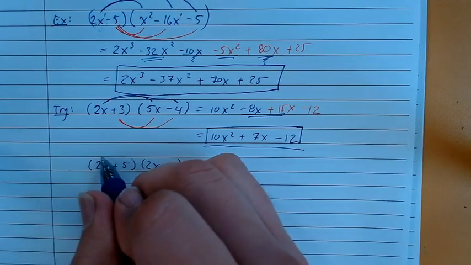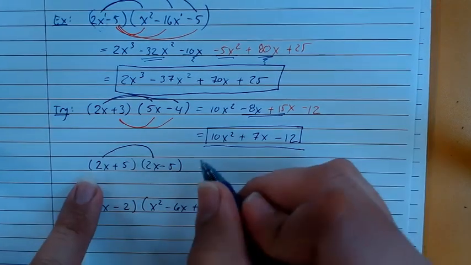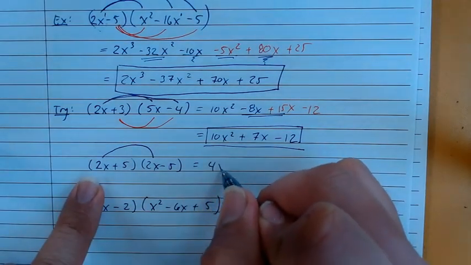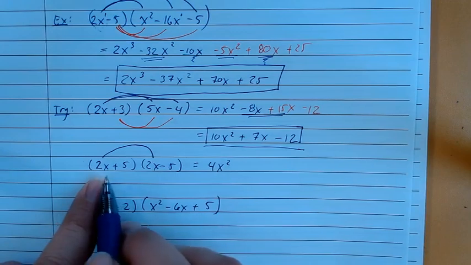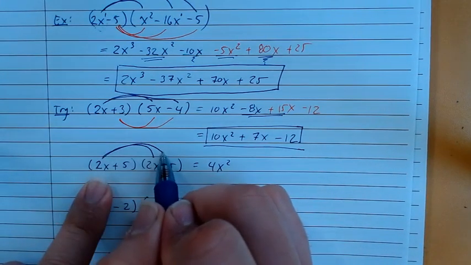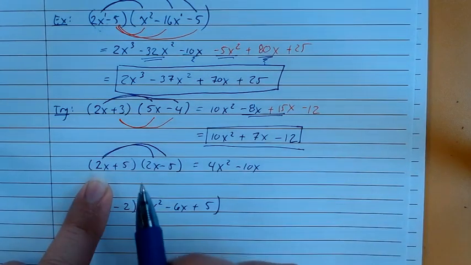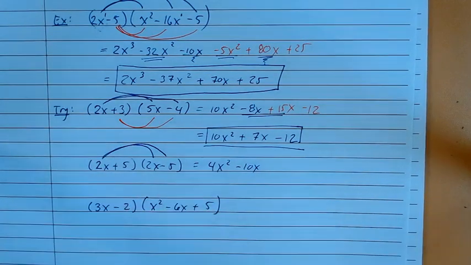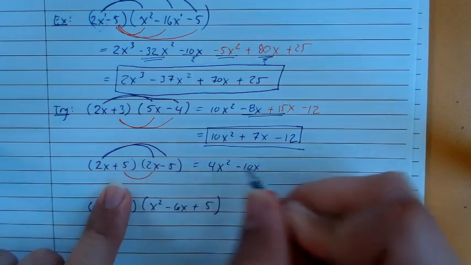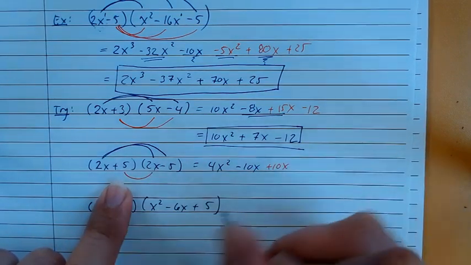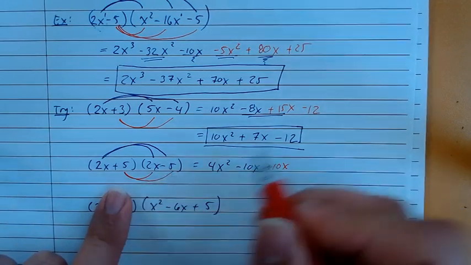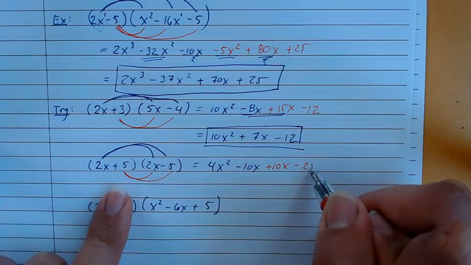This one will work the same way. 2x times 2x, well, that's going to be 4x to the second power. 2x times negative 5 is negative 10x. And then moving on to this 5. 5 times 2x is positive 10x. And here our 5 times a negative 5 is a negative 25.